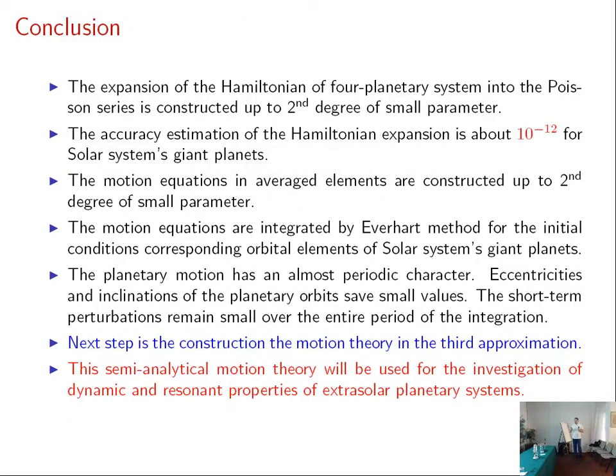And conclusion. The expansion of the Hamiltonian of four-planetary system into the Poisson series is constructed up to second degree of small parameter. The accuracy estimation of the Hamiltonian expansion is about 10 to the power minus 12. The motion equations in averaged elements are constructed up to second degree of small parameter. The motion equations are integrated, and the planetary motion has an almost periodic character. Eccentricities and inclinations of the planetary orbits have small values. The short-term perturbations remain small over the entire period of the integration.